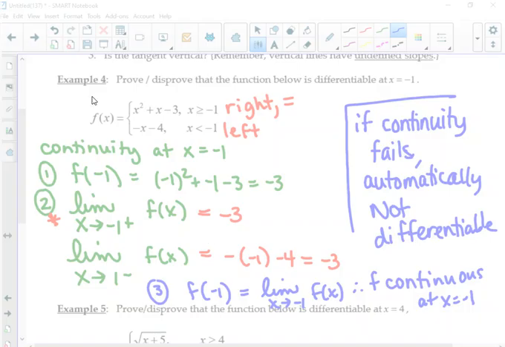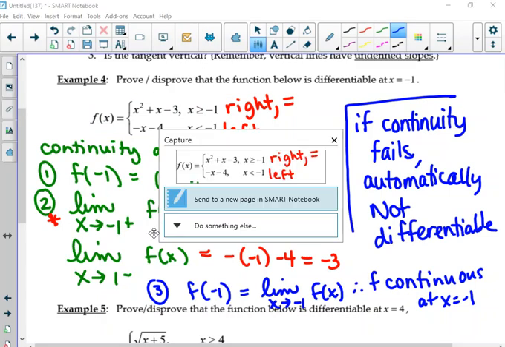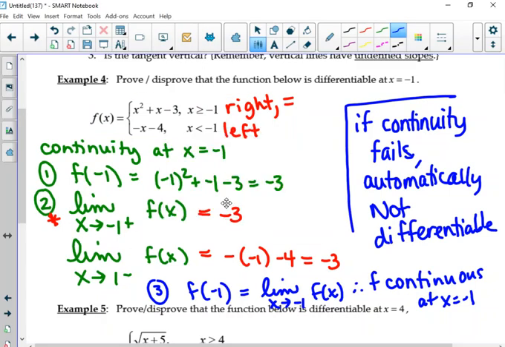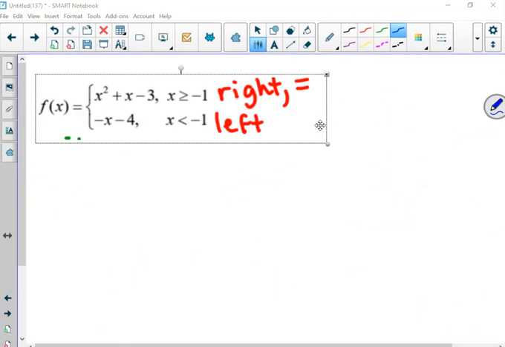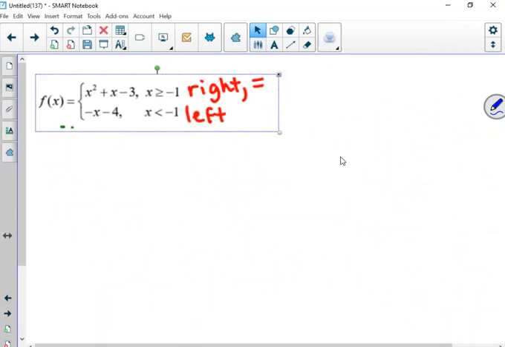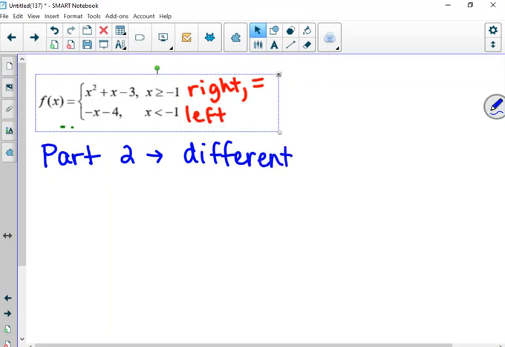So here goes the next step. And of course I'm going to have to go on to another page because I write super big. Oh, there we go. My SMART Notebook is just taking it slow. All right, so part 2: differentiability.